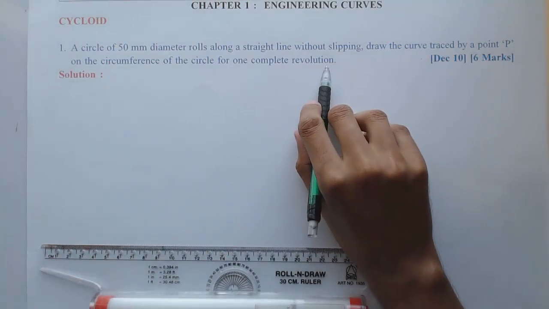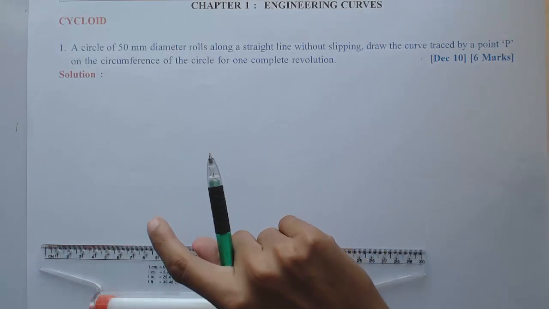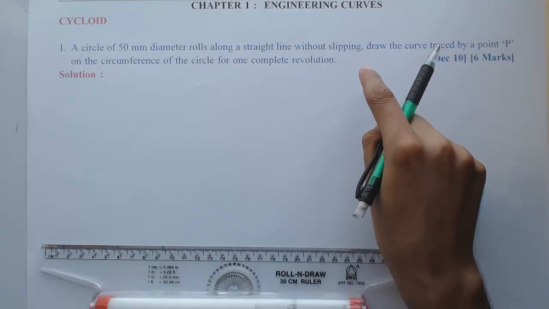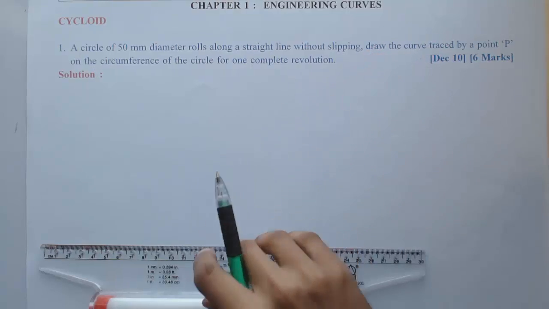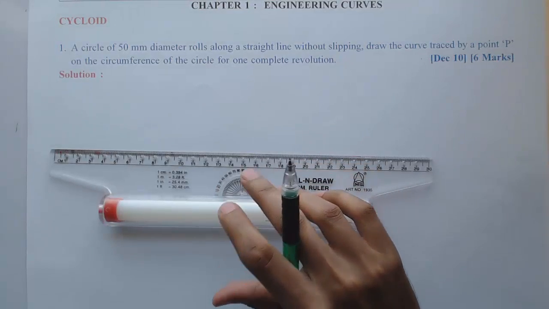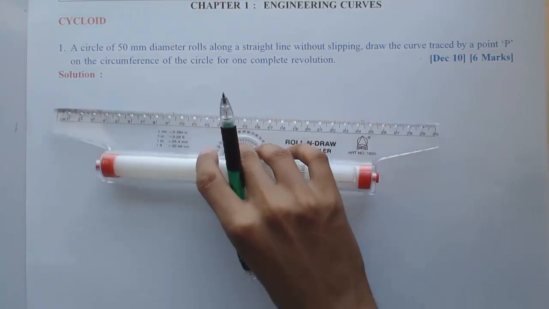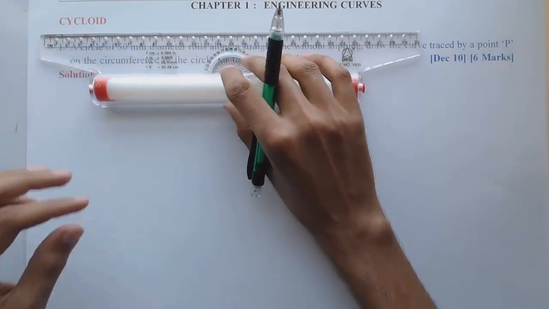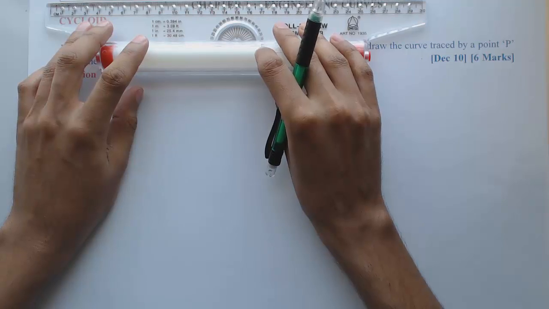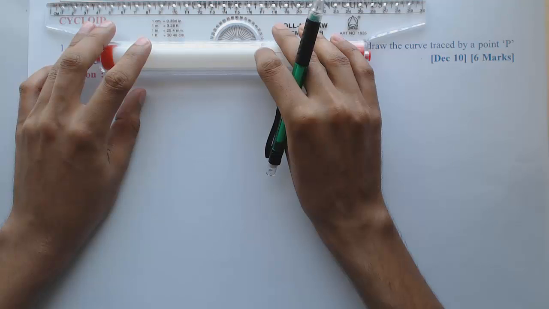One complete revolution means the distance traveled on the straight line will be equal to the circumference of the circle. So the straight line which we need to consider is equal to the circumference. So I'll first start with the straight line, which is also called the directing line, because it is the path of the rolling circle. It is directing that circle, so that's why it is called the directing line.